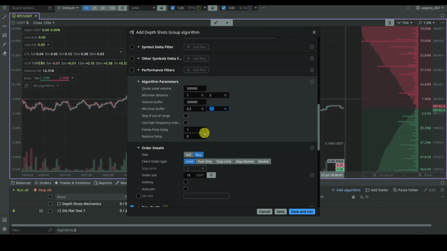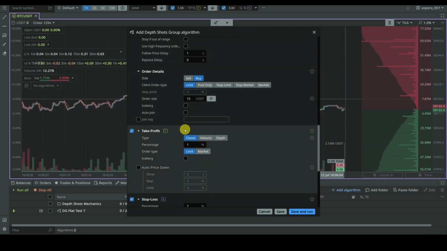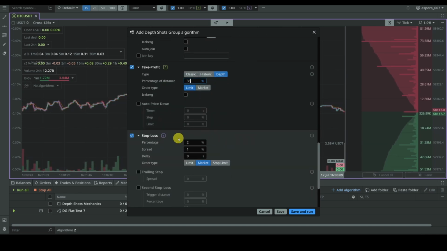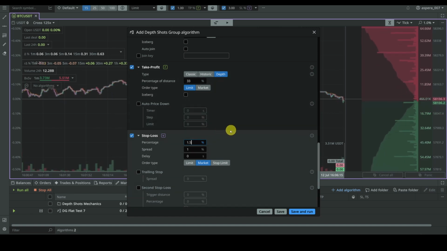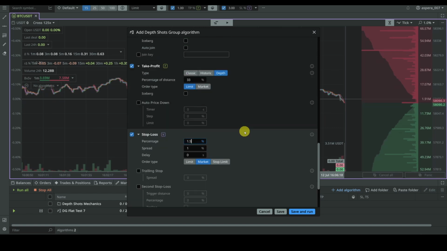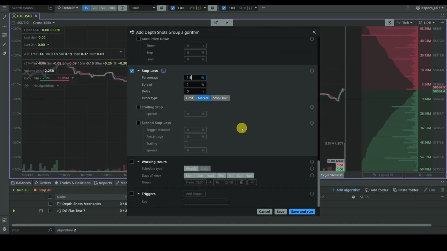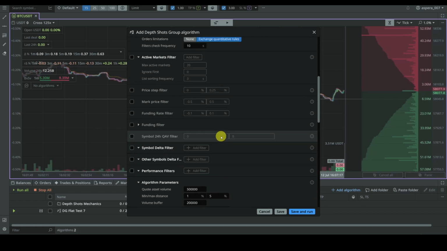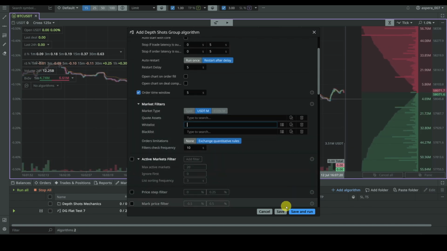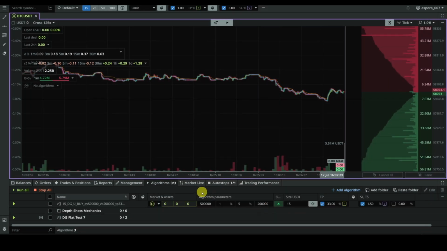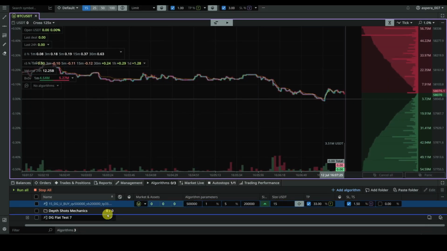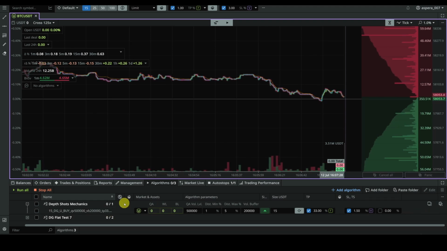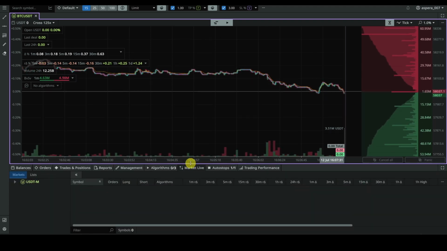I'm gonna change nothing except for take profit and stop loss. Let's go depth, let's go 33, and stop loss, well, it doesn't really matter. 1.5 doesn't matter for the purposes of this demonstration here. Of course it matters in the end. Here we are. This is a very bare bones algorithm with no filters whatsoever, with all the default settings, and now we have to find a good coin for that. Well, it's not gonna be a very good coin, it's gonna be a suitable coin for the purposes of this demonstration. Let's go to Market Live and I'll show you what I mean.